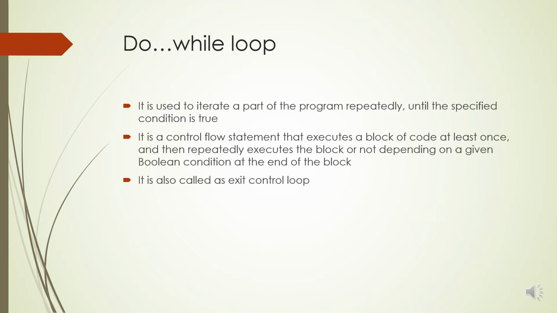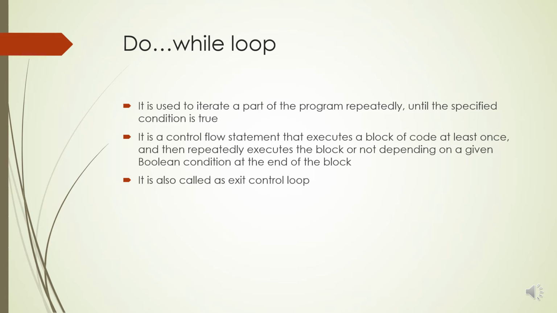The second type of loop is the do while loop. It is used to iterate a part of the program repeatedly until the specified condition is true. It is a control flow statement that executes a block of code at least once and then repeatedly executes the block or not, depending on the given Boolean condition at the end of the block. The do while loop is also called the exit control loop.